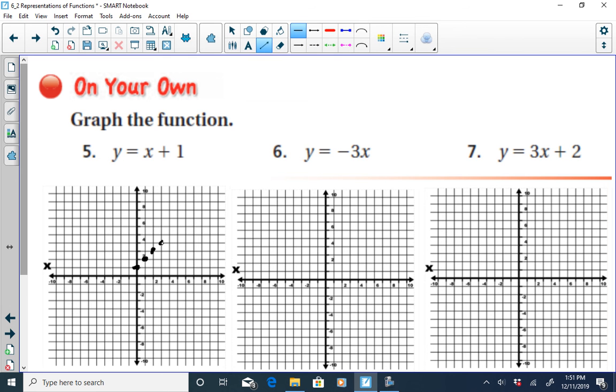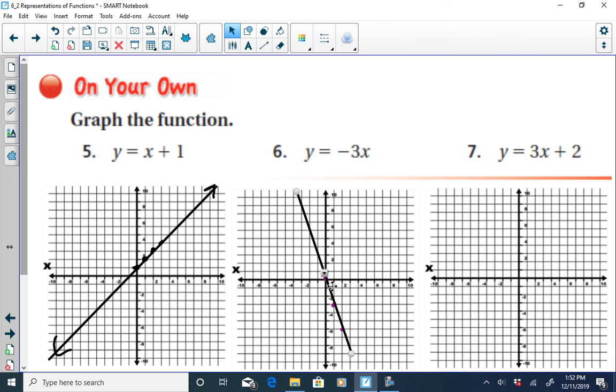We get a collection of points in a straight path. Let's draw that neatly. Extend our line and arrow. So that's our y is equal to x plus 1. Our second one, y-intercept is 0, and then the slope is down 3 over 1, down 3 over 1, down 3 over 1. We get a collection of points in a straight path. We'll graph that line. Should look something like that.